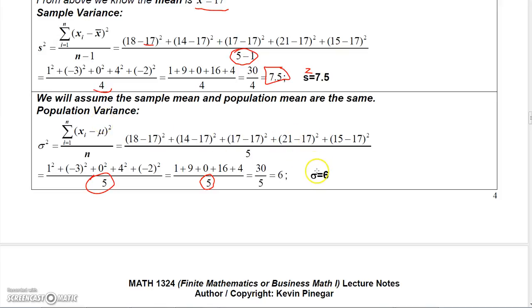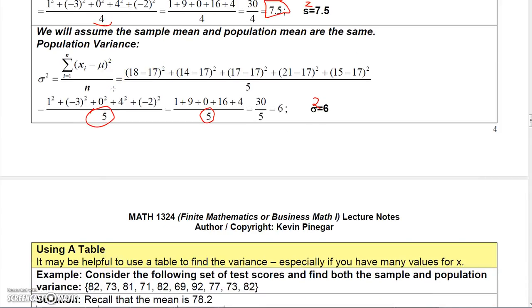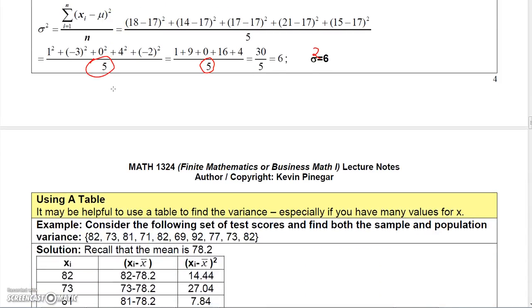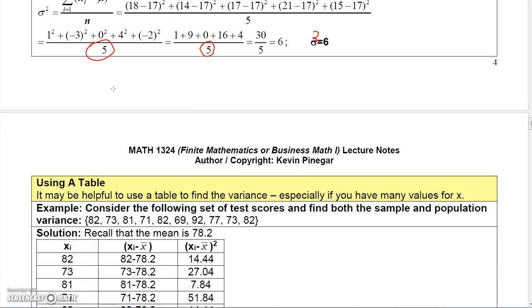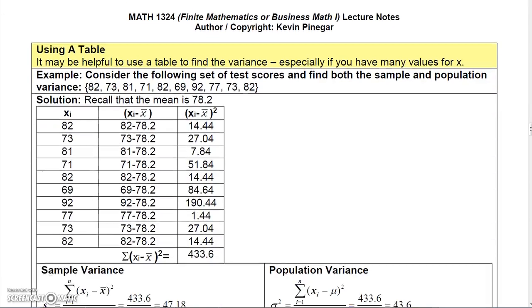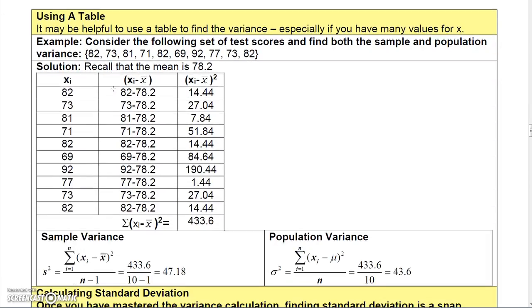And by the way, this should be squared too. These are the variance, and their variables that represent them are squared. So S squared is 7.5, sigma squared is 6. Now you can also use a table sometimes to find the variance.